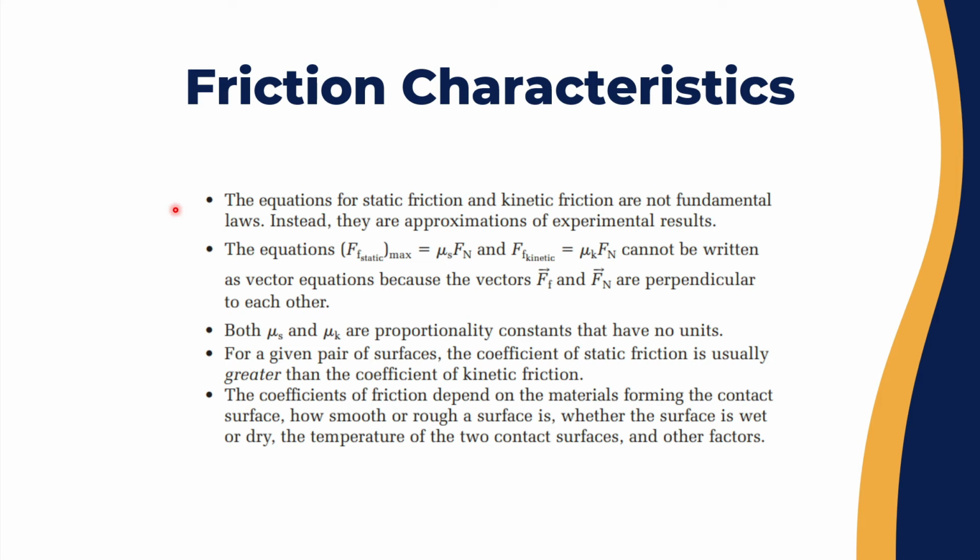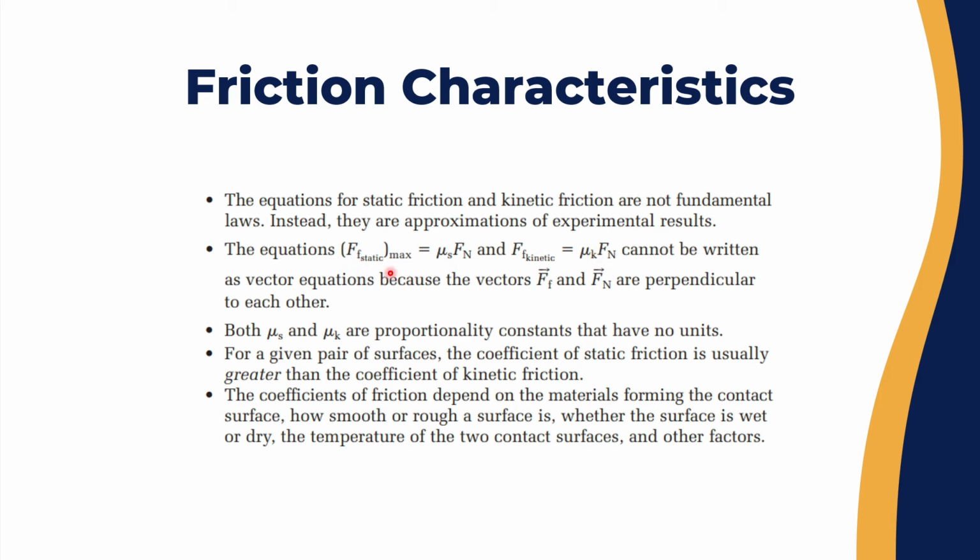Those relations can be turned into equations. So as we can see here, the equation F friction static max equals mu static times the normal force, and for kinetic it equals mu k, the constant of kinetic friction, multiplied by the normal force. By the way, if you want to know how these equations came out or how the scientists reached those equations, please go ahead and comment and I will provide you all the details or create a dedicated video on that.